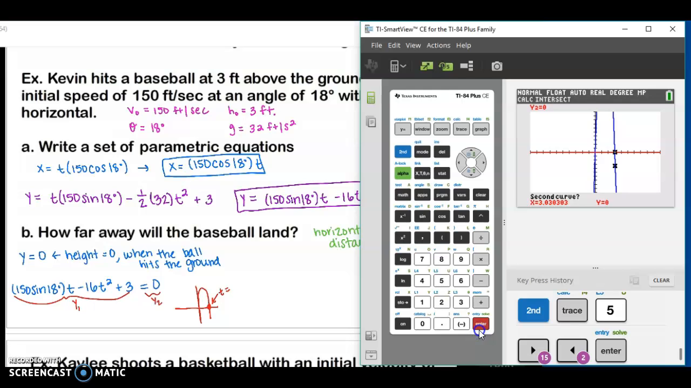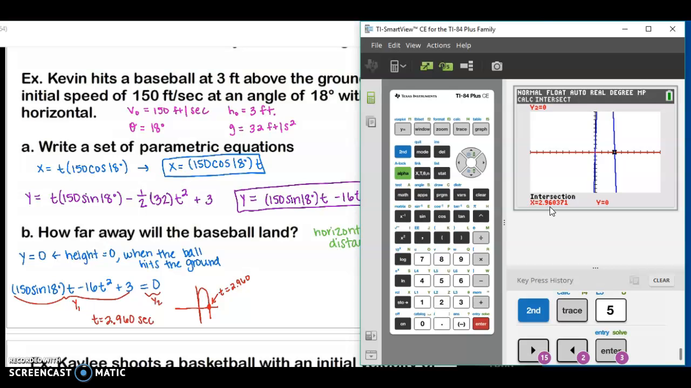So right there is close enough. And you're going to enter 3 times, and make sure it says intersection. So my t value there is 2.96, and that would be seconds. So at 2.96 seconds, that is when the ball will hit the ground.